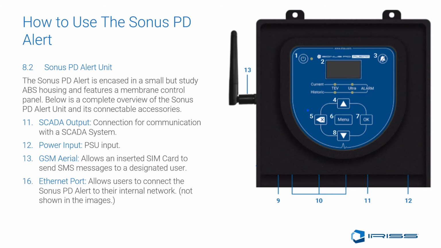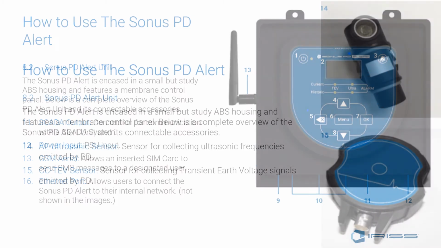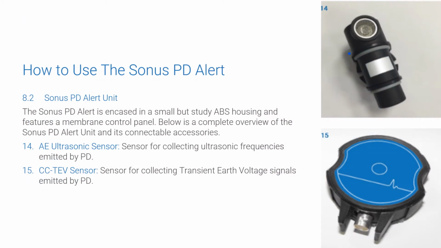16, Ethernet port. Allows the user to connect the Sonos PD Alert to their internal networks. Currently not shown in this image, however. 14, AE ultrasonic sensors. Sensors for collecting ultrasonic frequencies emitted by PD. 15, Capacitive coupler for TEV sensors. Sensors for collecting transient earth voltage signals emitted by PD.